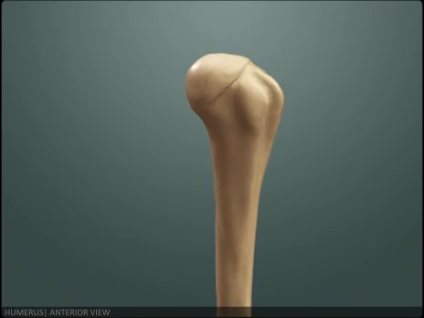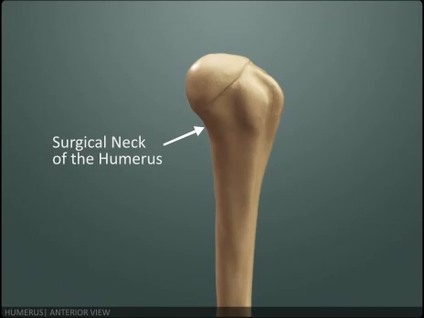The constriction below the head and the two tuberosities, at the junction of the upper end with the shaft, is called the surgical neck of the humerus. It is related to the axillary nerve and the anterior and posterior circumflex humeral vessels.